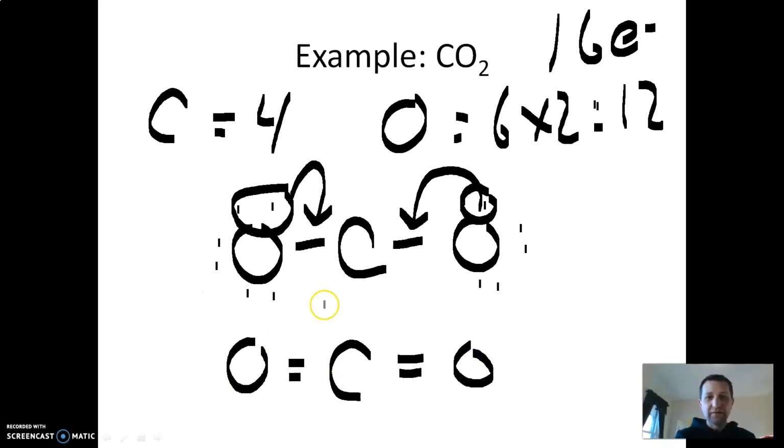All right, carbon in the middle, double bond to oxygen, double bond to oxygen. You had the single bond already. You moved a lone pair in. Now that lone pair belongs to carbon and oxygen. Now look, carbon has an octet: 2, 4, 6, 8. Eight electrons around carbon. Now oxygen.